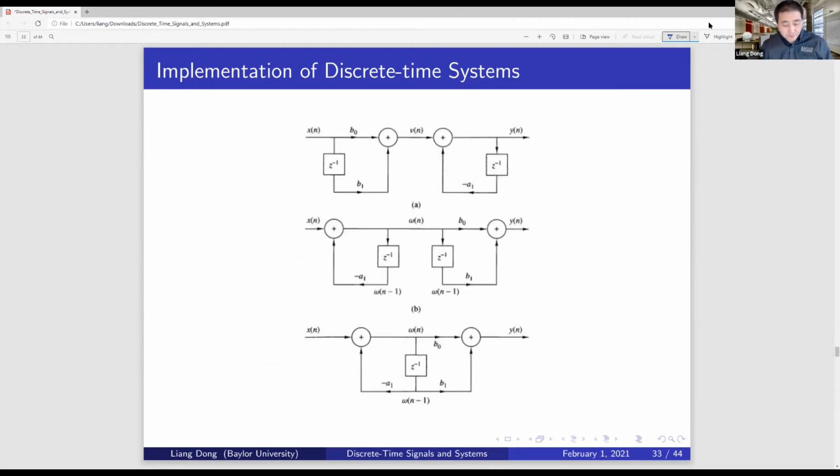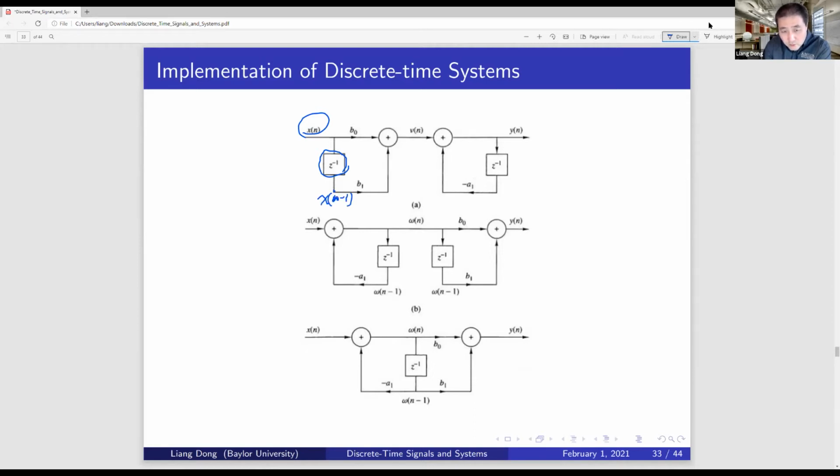Let's look at how to implement this using a block diagram. So in the top picture, A, I have this x[n] coming in, going through a feed forward. So there's no feedback loop, right? Going through b0 times x[n]. Then I have a delay unit. Now this is a delay unit. Therefore, in this branch, I get x[n-1].